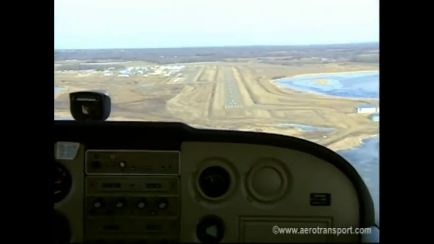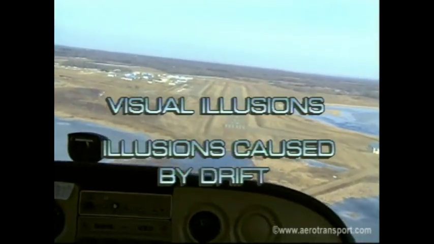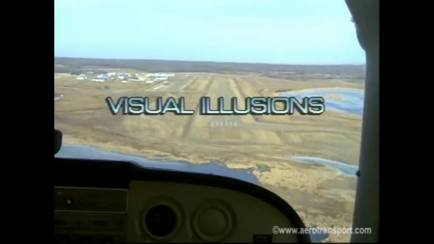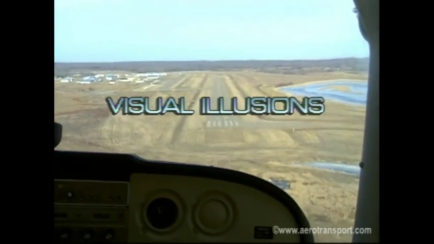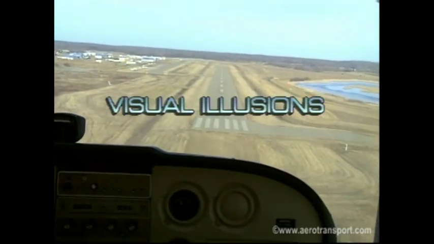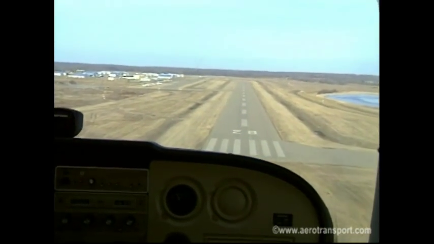In this section, you will be shown how two types of illusions occur and how to avoid them. The first type are referred to as visual illusions and occur during an approach for landing. Illusions are frequently mentioned as contributing factors in approach and landing accidents.